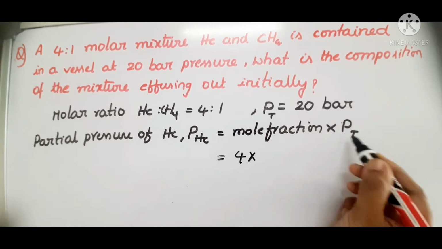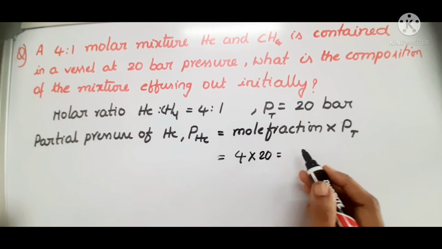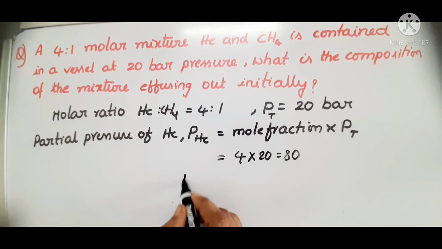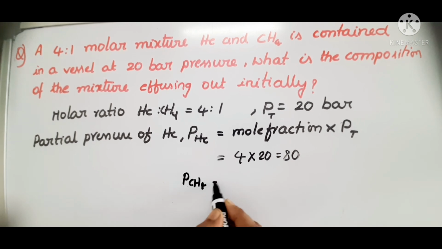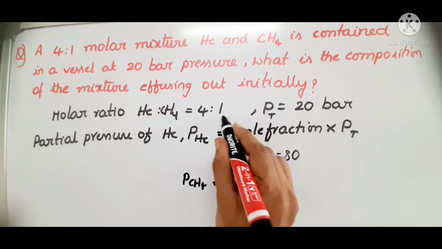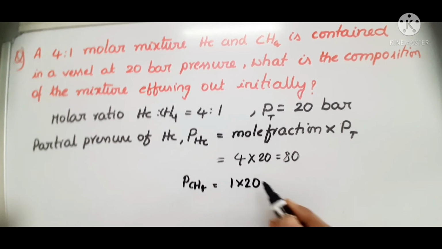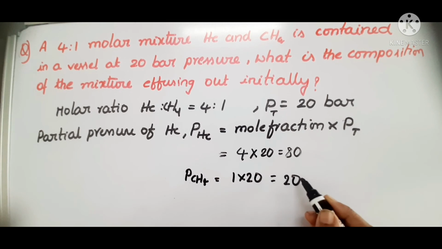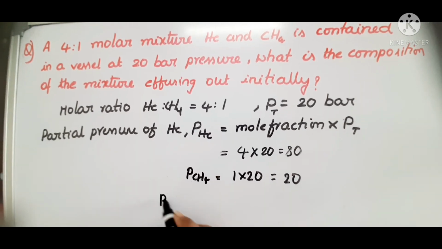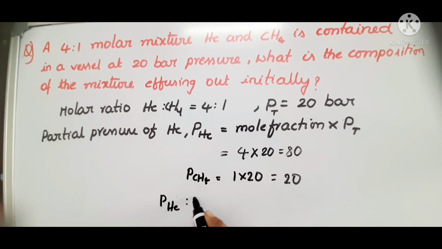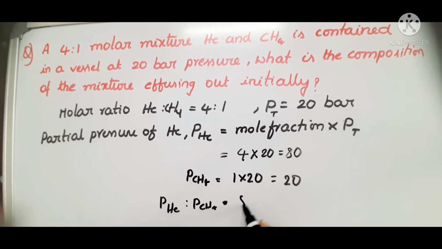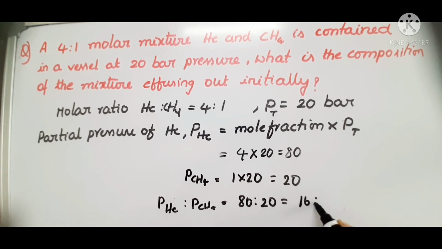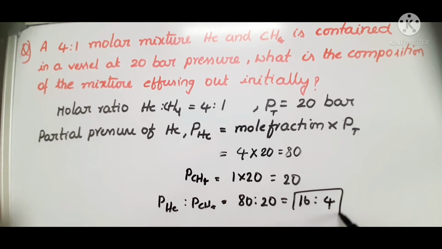4 into what is the total pressure here? 20. So it will become 80, right? So when you calculate partial pressure for methane, PCH4 equal to, what is the mole fraction here? 1 into 20, that equal to 20. Now the ratio is partial pressure ratio PHe into PCH4 equal to 80 into 20. So if you simplify this, it will become 16 into 4, right? This is the ratio of partial pressure.